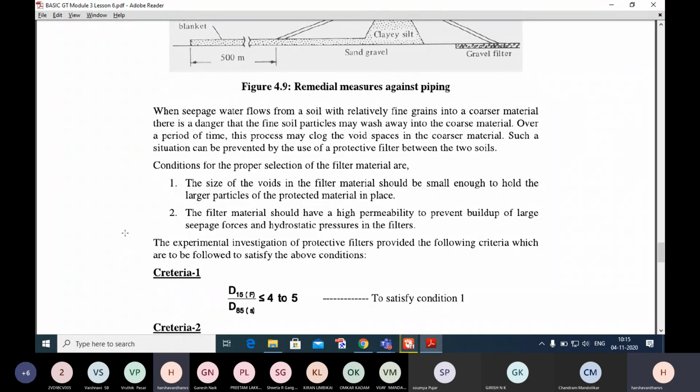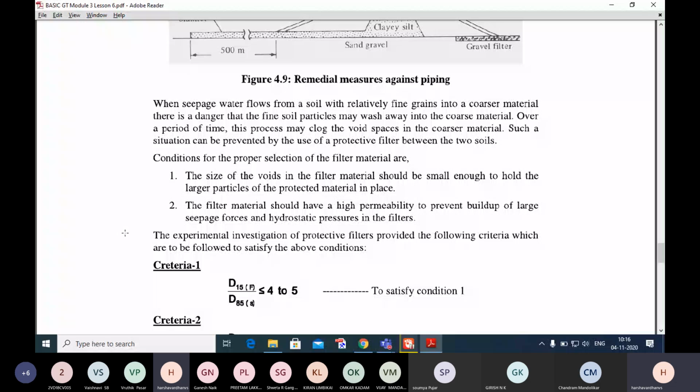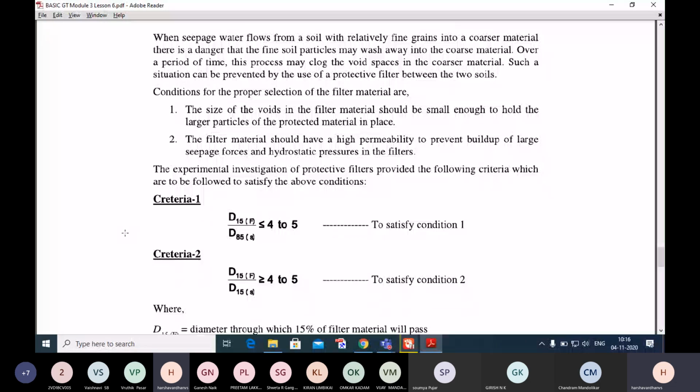Okay, the filter material should have high permeability, to prevent the buildup of the seepage forces and hydrostatic pressures in the filter. So, to make the water flow through it, the filter must have high permeability. Usually, there are different layers in the filter.